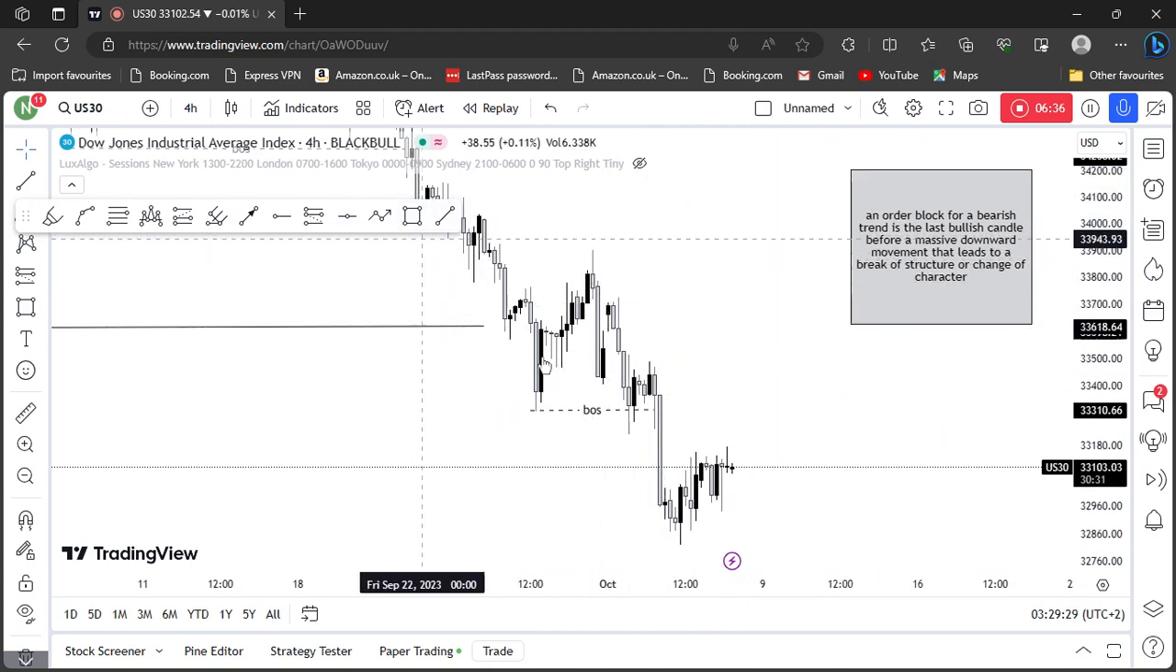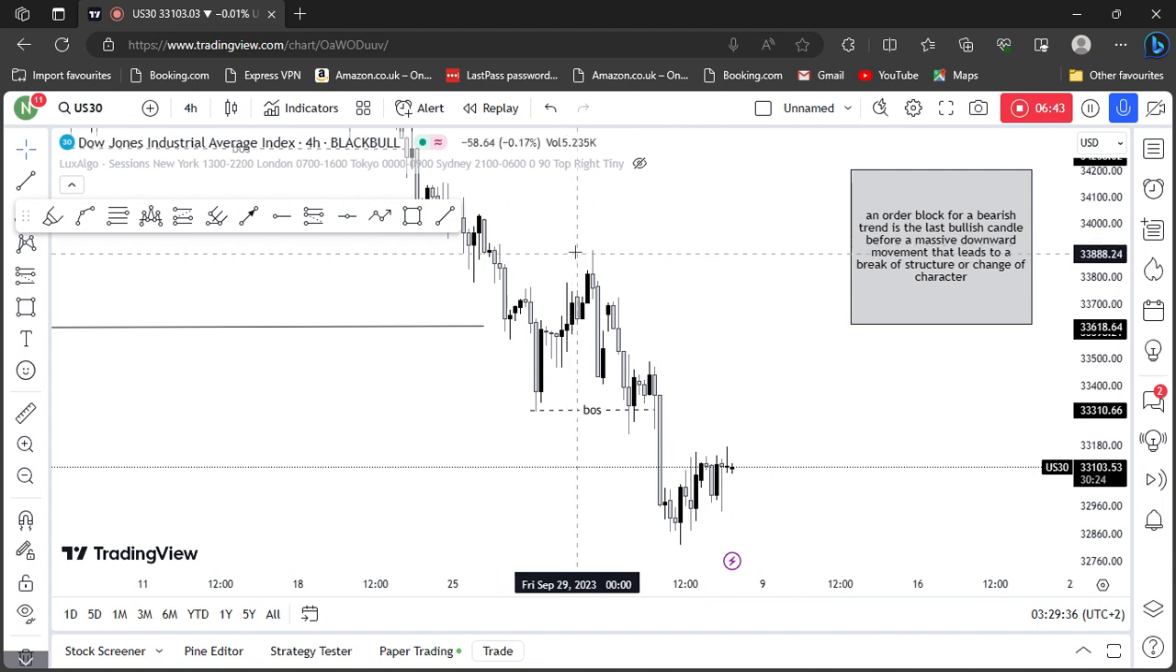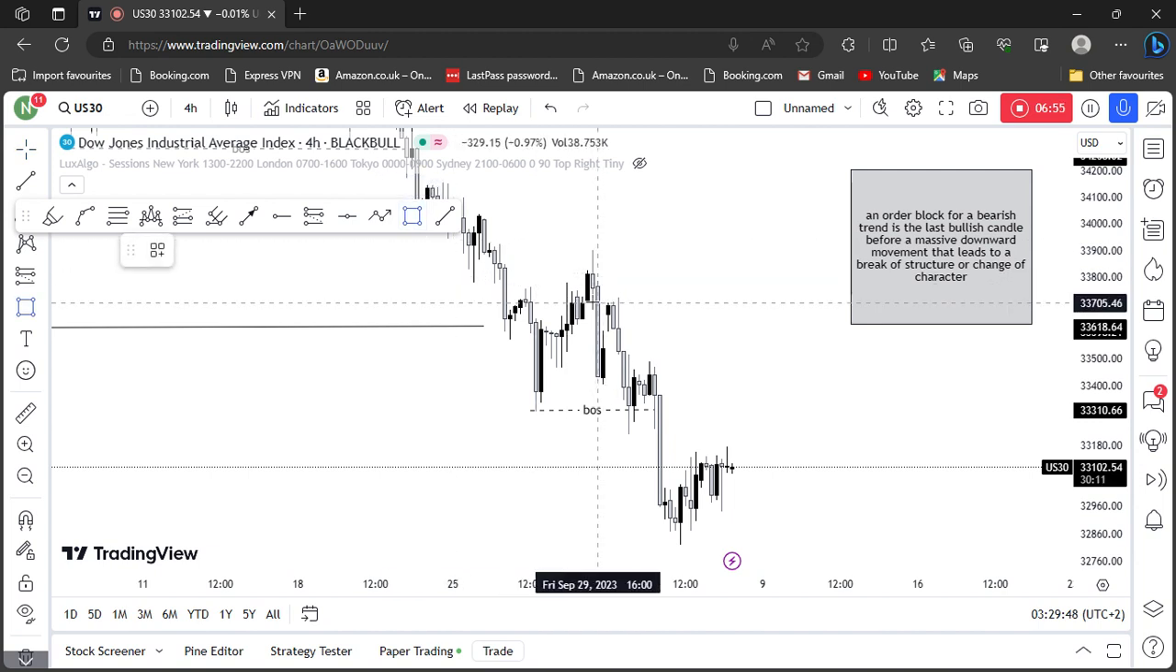Now we saw that we are on a bearish trend on the daily and on the 4-hour chart. So we're going to look for those order blocks, right? That will give us a daily bearish massive movement, right? So that leads to a break of structure. So I see my first one.